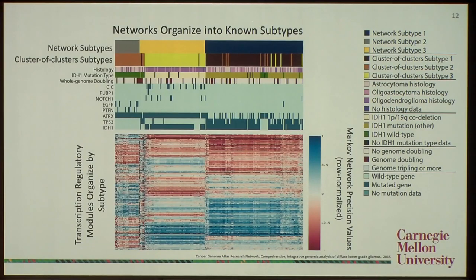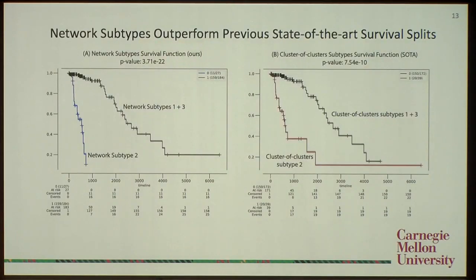But it's not a perfect overlap. And so we're interested in seeing why these patients are reassigned from the cluster of clusters subtype to the network subtype. We find that our network subtypes, when compared with the previous state-of-the-art subtypes, produce an improved survival split for brain lower grade glioma. For the most prognostic subtype, the one with the worst prognosis, we remove these outlier patients when we view this disease in terms of the networks, and so the survival split is much more drastic.